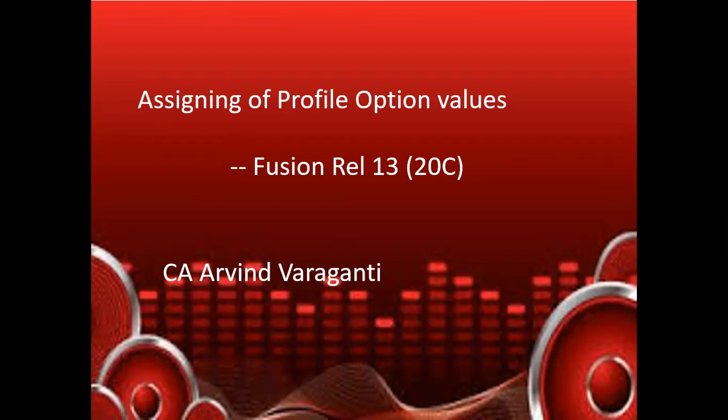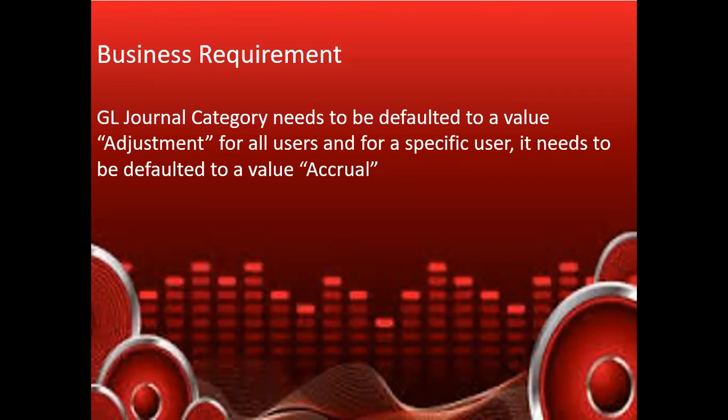In today's video, I'll be talking about how to assign the profile option values in Fusion. I have a simple business requirement wherein I want a GL journal category to be defaulted to the value of adjustment for all the users. And for a specific user, I want it to be defaulted to a value, say accrual.